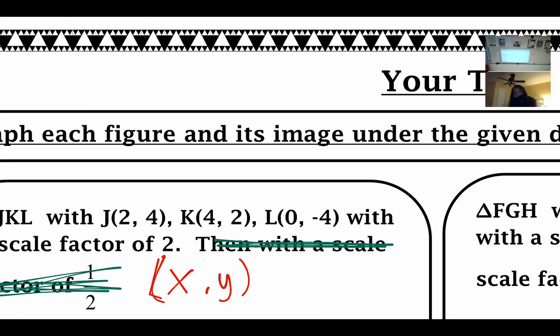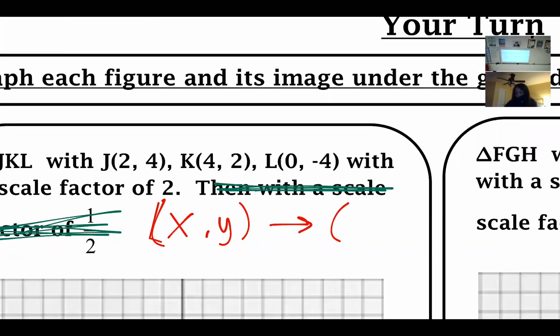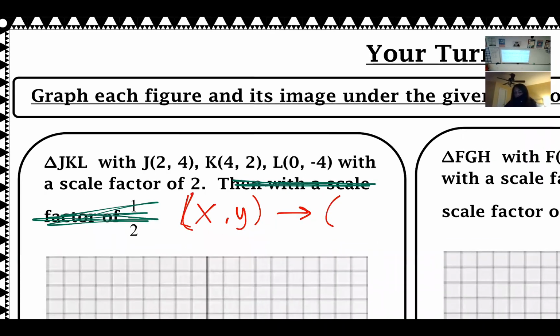XY transforms. What's our rule here? It's going to do it to what? 2x, 2y. 2x, 2y. So J prime, 2 times 2 is 4. 4 times 2 is 8. Is everybody comfortable with that? Or did I go too fast? Or do I need to draw it out? I can draw it out.